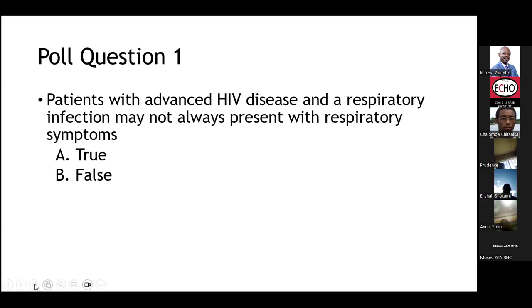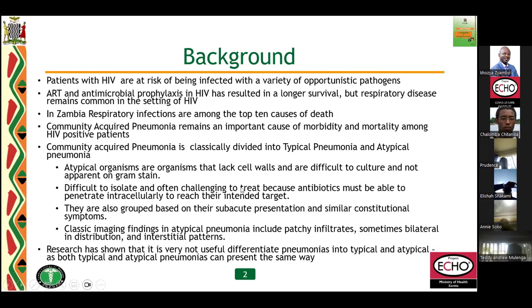So let's have a bit of a background to the topic. We all know that patients with HIV are at risk of presenting with a variety of opportunistic pathogens, though we should admit that the coming of ART and antimicrobial prophylaxis has changed the picture. We don't see the same infections we'd see 10 years ago. But still, we have statistics that confirm that community-acquired pneumonia is an important cause of both morbidity and mortality among HIV patients.